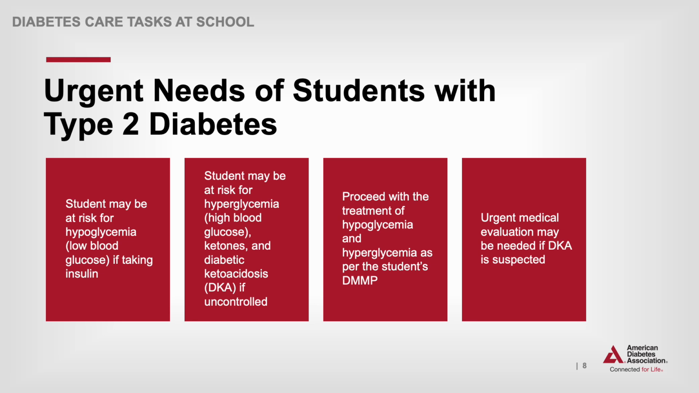School nurses and trained diabetes personnel should be aware that youth with type 2 diabetes may present with urgent care needs, like children with type 1 diabetes. Youth with type 2 diabetes who are on insulin can be at risk for hypoglycemia, though it is less common than in youth with type 1 diabetes. Similarly, youth with uncontrolled type 2 diabetes may present with signs of hyperglycemia, ketones, and diabetic ketoacidosis. For hyperglycemia and ketones, treatment should proceed per the student's DMMP, which may include notifying their healthcare provider for guidance. If you suspect diabetic ketoacidosis, urgent medical evaluation is needed.